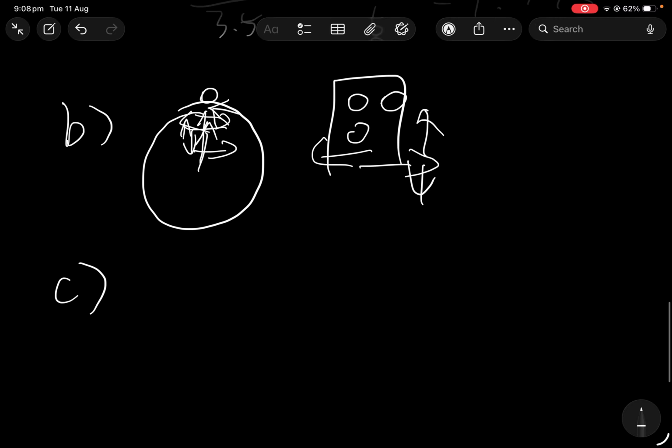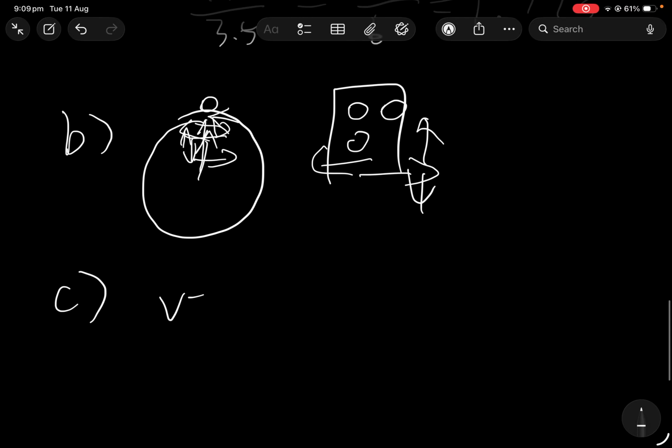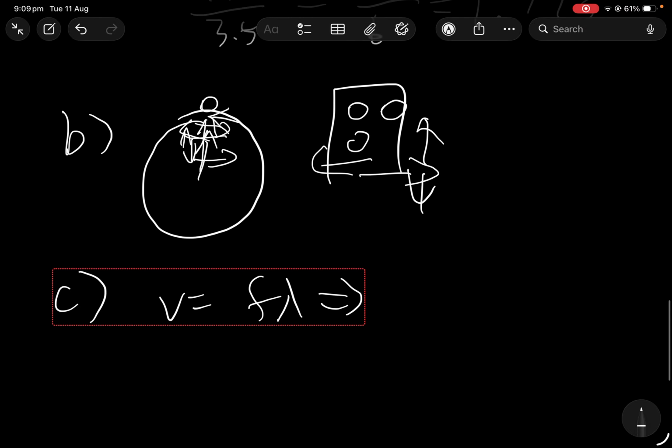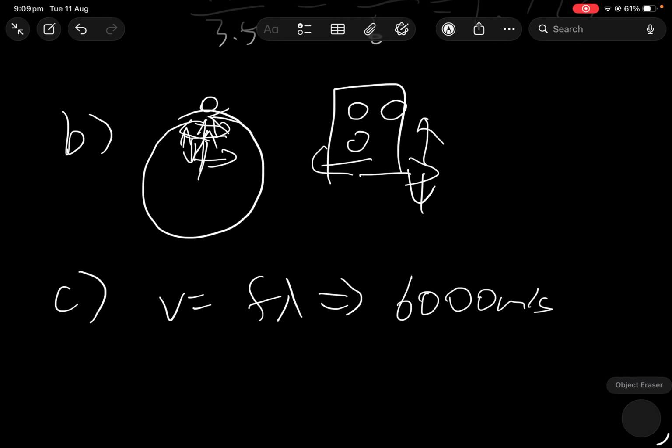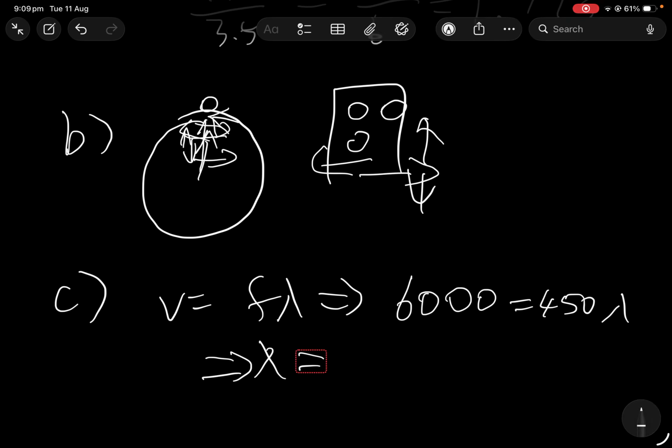Part C says as P waves travel through the bedrock, they encounter a subterranean cave opening that is 12 meters wide. If the frequency of the P wave is 450 Hz, will the wave significantly diffract through the cave opening? We just use V equals f lambda. The P waves travel through the bedrock at 6 kilometers per second, so it's 6,000 meters per second. So that's equal to 450 lambda. This makes lambda equal to 6,000 divided by 450, which is 13.33 meters.